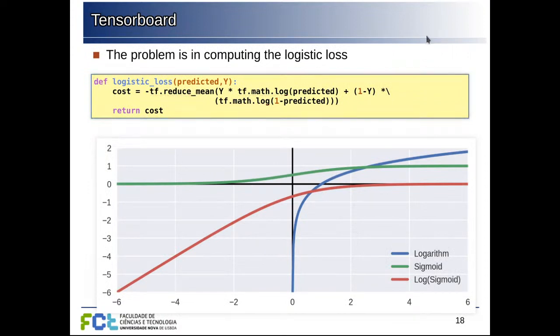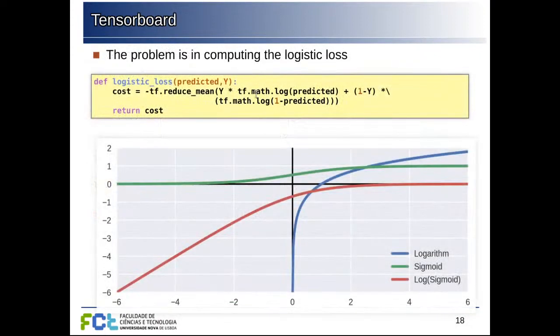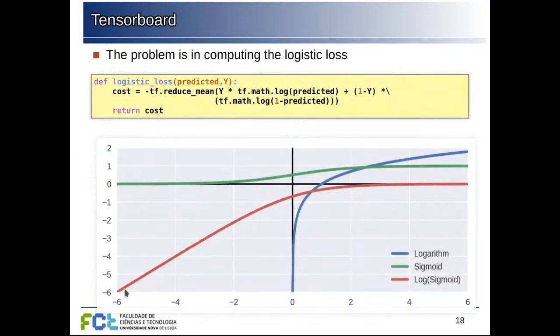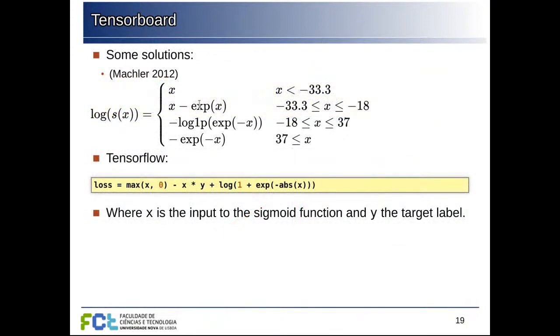There are several solutions for this. This is an example. We are trying to compute the logarithm of the sigmoid function. For the logarithm of the sigmoid, if x is very small, we can just take it as x, because it will be this linear part here if x is very negative. Otherwise, we can take x minus e raised to x, or the logarithm of 1 plus e raised to minus x, and so on. We take this in different stages.